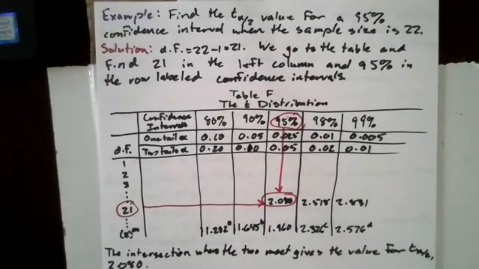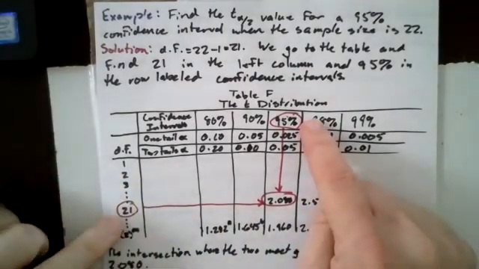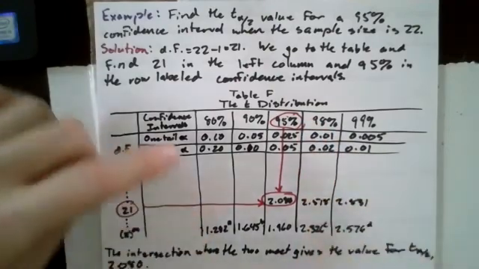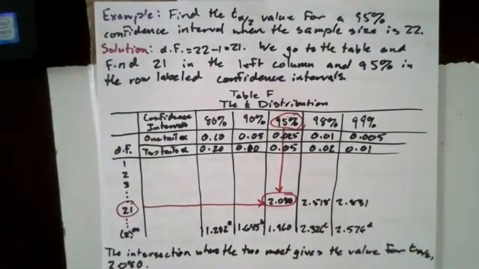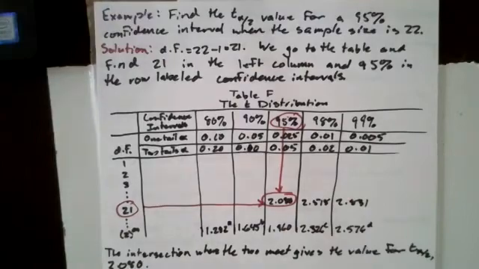Example: find the t sub alpha over 2 value for a 95% confidence interval when the sample size is 22. df equals 22 minus 1 equals 21. We go to the table and find 21 in the left-hand column and 95% in the row labeled confidence intervals. The intersection where the two meet gives the value for t sub alpha over 2, 2.080.